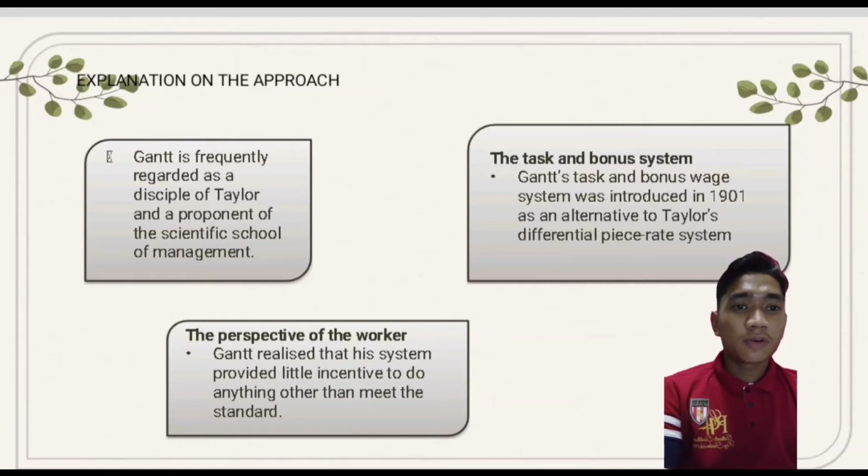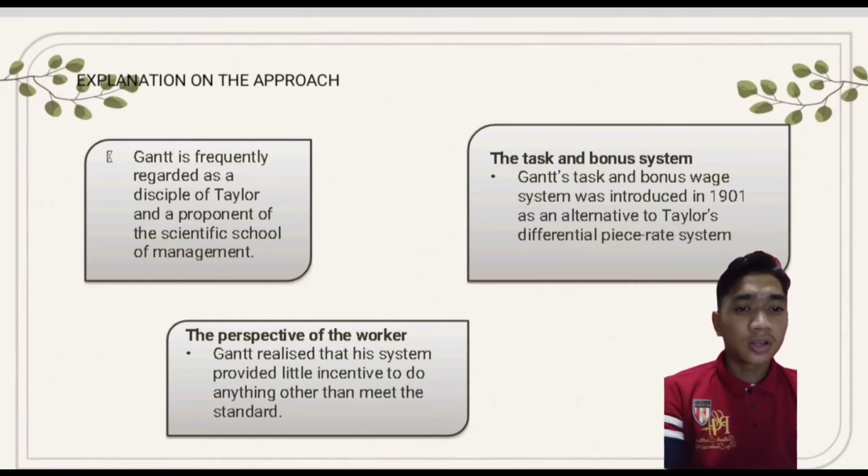From the perspective of the worker, Gantt realized his system provides little incentive to do anything other than meet the standard. He later changed it to pay based on the time allowed plus a percentage of the time if the task was completed in that time or less. As a result, a worker could be paid for 3 hours to complete a 2-hour task in 2 hours or less.